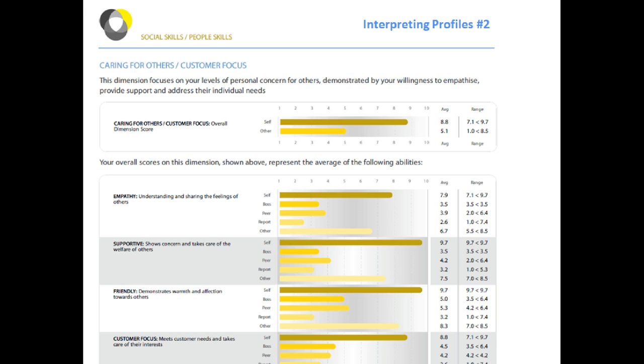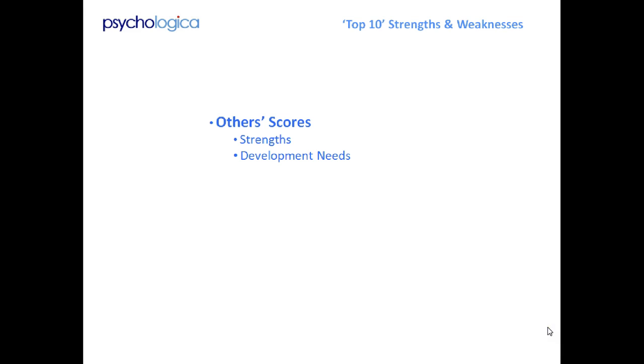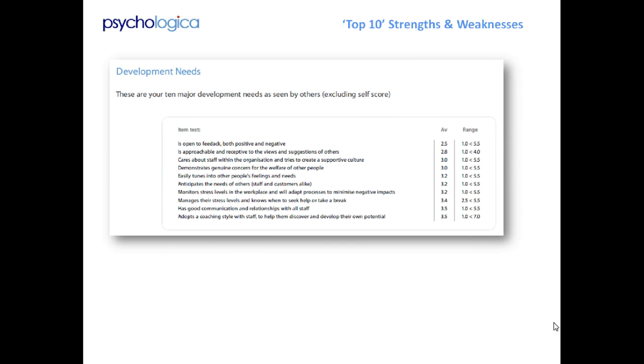Following the skill areas are a number of tables showing scores at the item level. Initially, these are other scores regarding your strengths or your development needs, and these show your top 10 or your bottom 10 items from across all the different skill areas according to how others see you. So the important thing here is to see the average score and the range. So although these are development needs, sometimes the average score is actually fairly high, or sometimes the range, although low on some assessors' perceptions, are actually quite high on others.